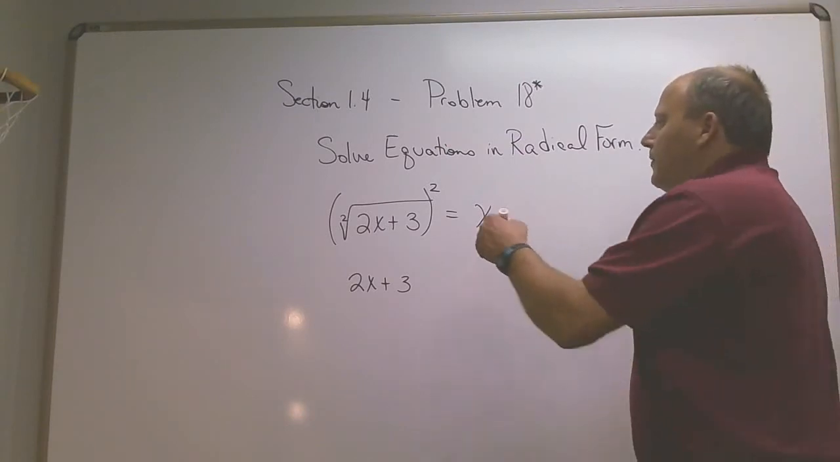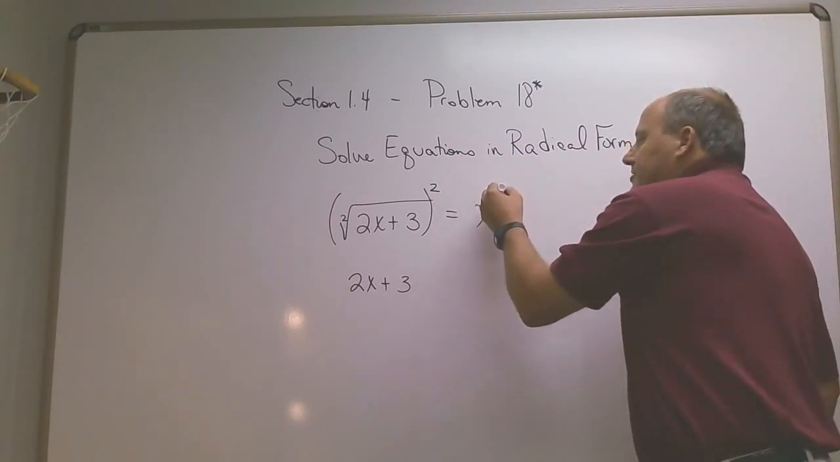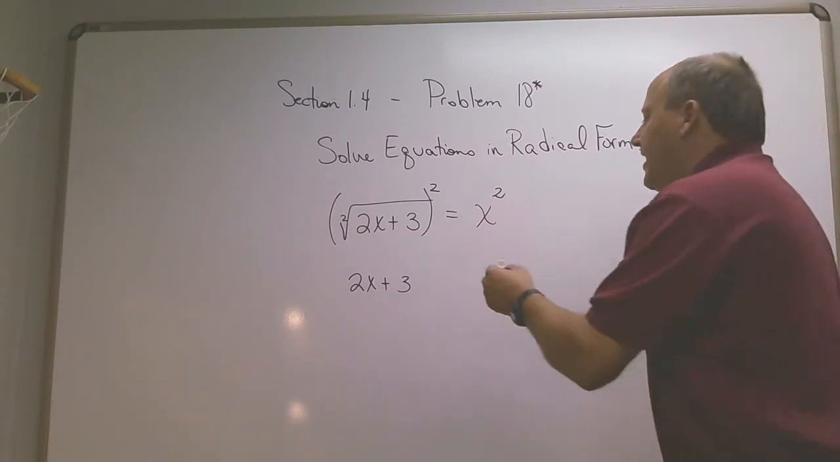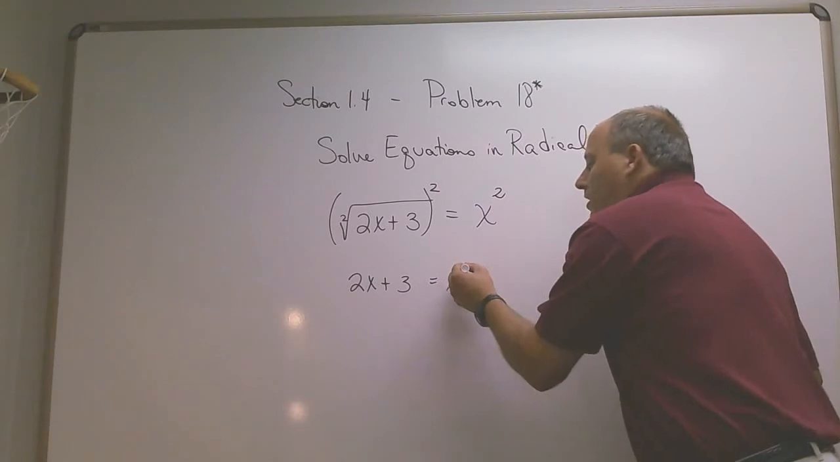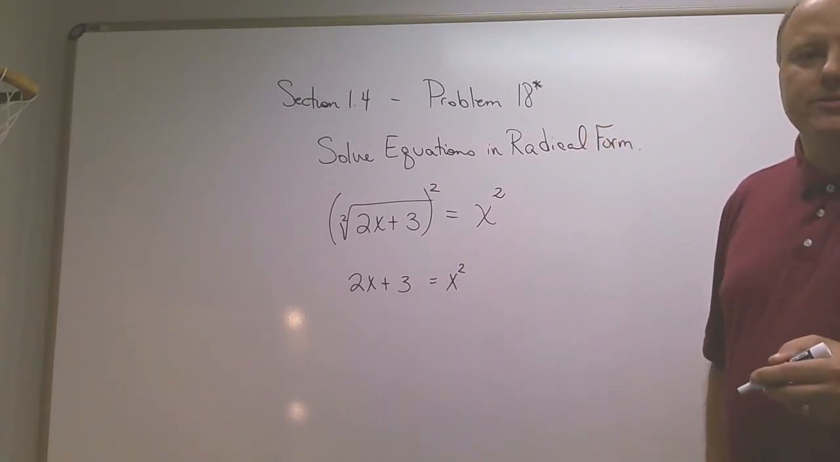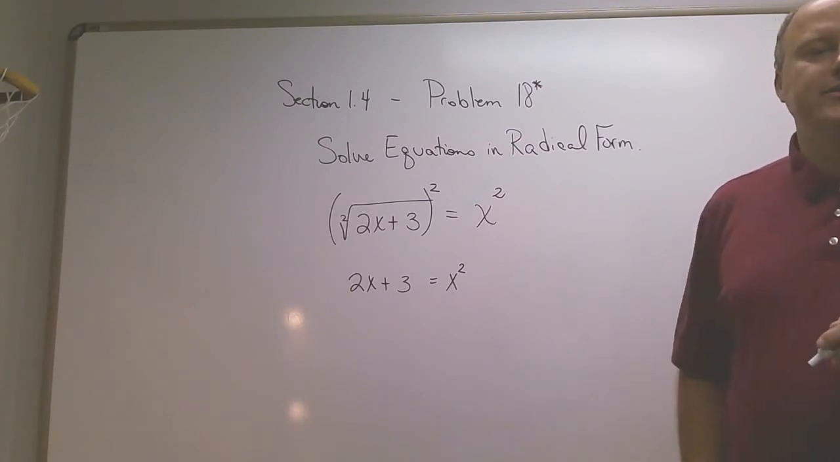When I square the left side, you do the same thing to the other side. In this case, it's just x squared. What comes from that is a quadratic equation. The good news is no more radicals. The bad news is now you have a quadratic equation that you have to solve.